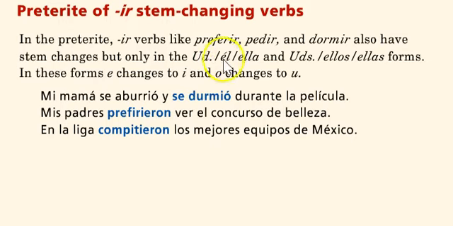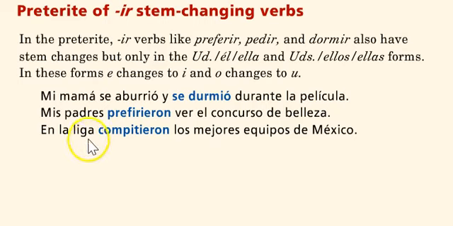Se durmió. The O has changed to a U in the preterite. And remember, it's only for usted, él, ella, and the ustedes, ellos, ellas forms, which is good because they are just the singular and the plural of the third person. Now, moving on to preferir. For preferir, the E changes to I. That becomes mis padres prefirieron. Usually the E would change to an IE in the present tense, prefieren. But for the past tense, it just changes to an I. There's only one letter it changes to. So, prefirieron. Mis padres prefirieron ver el concurso de belleza. My parents preferred to watch the beauty contest.